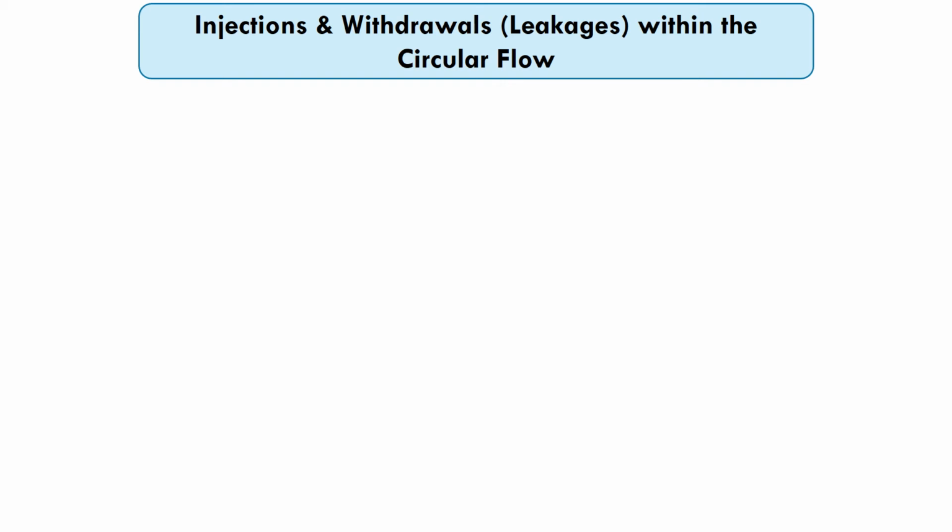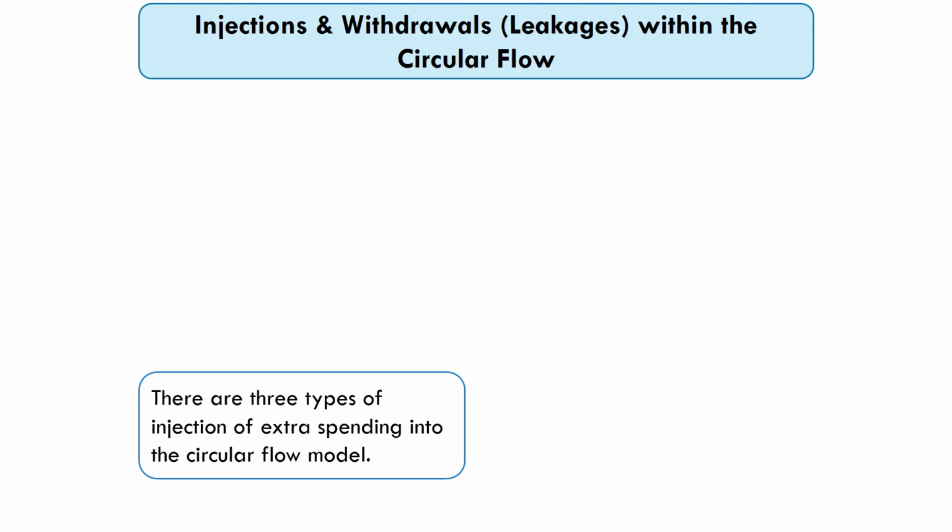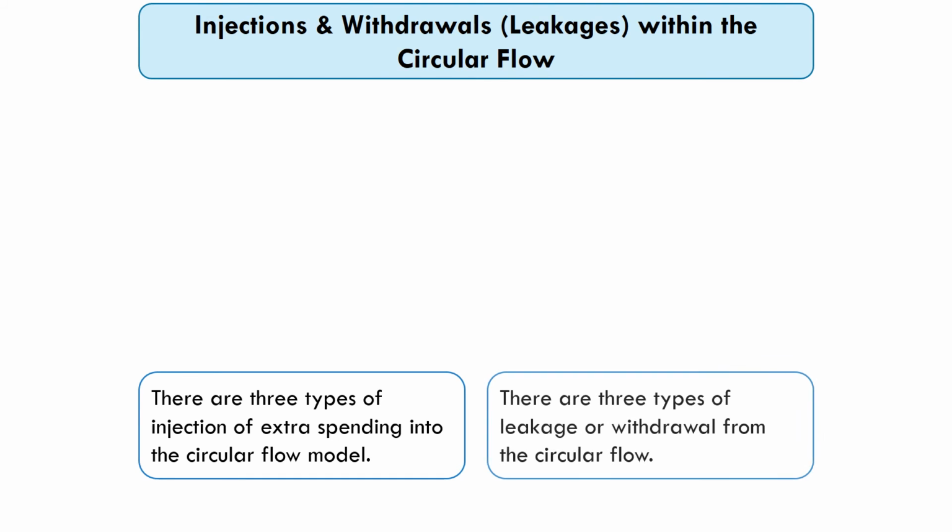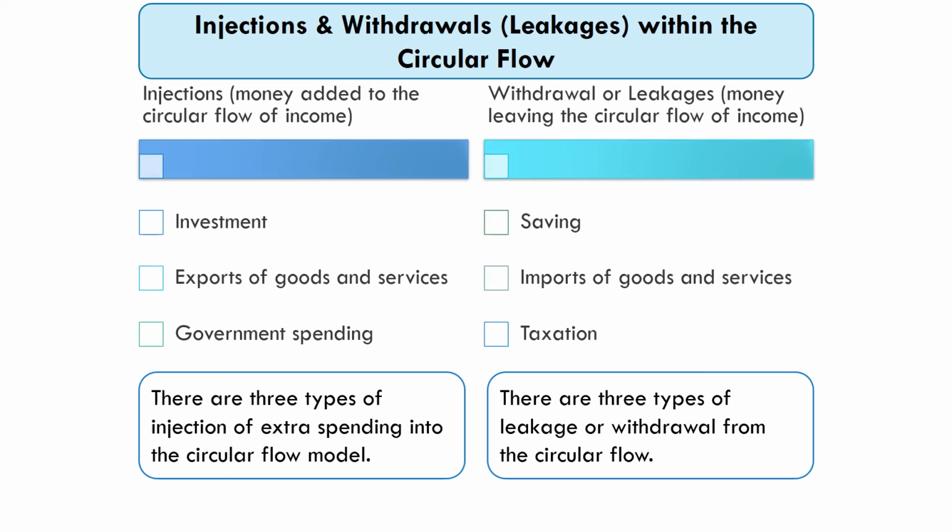So one of the key things we can do, and why this model works particularly well, is because we can use the concept of injections and withdrawals within the circular flow to estimate what's going to happen to the level of output, GDP, national income within our economy. So there are three types of injection, of extra spending into the circular flow model, and there are three types of leakage or withdrawal. Sometimes you hear the word leakage, money leaking out of the circular flow.